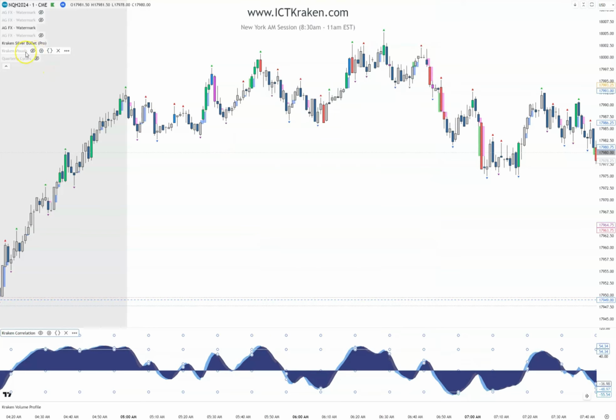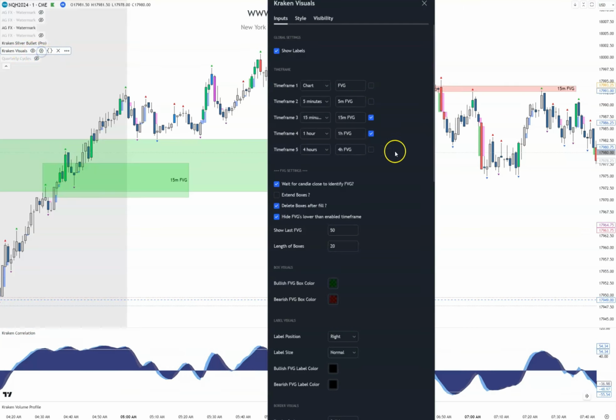The other indicator is Kraken Visuals, okay? And this will plot higher time frame fair value gaps on whatever time frame you're on. So right now I have 15-minute fair value gap and 1 hour fair value gap highlighted. I also have wait for the candle to close to identify a fair value gap. You can extend the boxes. I don't, but you can delete the boxes after fill, so it just keeps the ones that are continuously open at that time, and you can hide the fair value gaps lower than the enabled time frame.